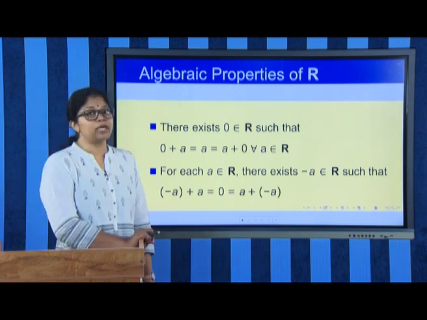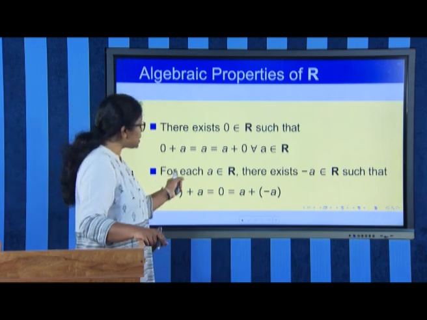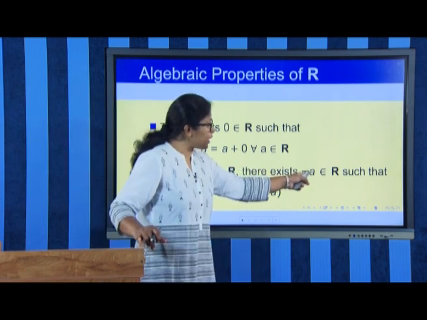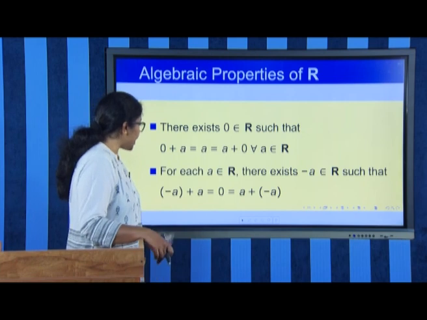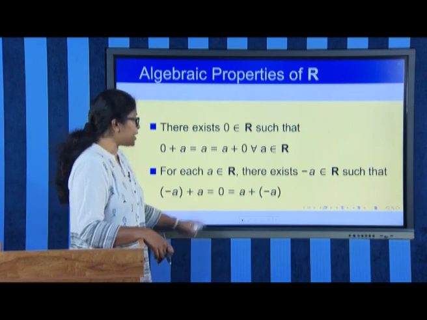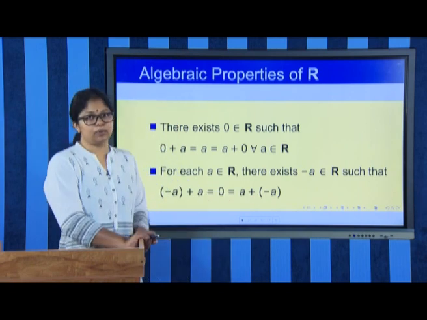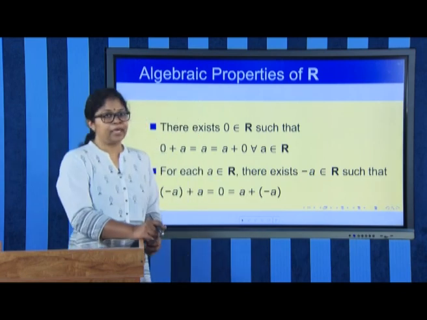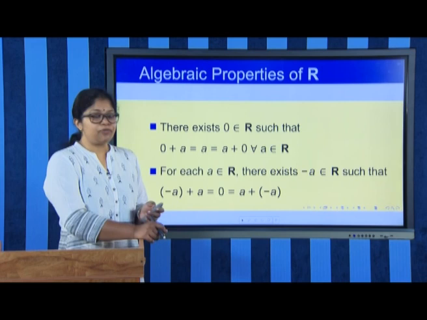Then comes the property called the existence of inverse, where for each a element of R, there exists a unique inverse element negative a belonging to R, such that negative a plus a is equal to a plus negative a is equal to 0. We usually call this minus a or negative a. That is exactly the same. So, this is called the existence of inverse.